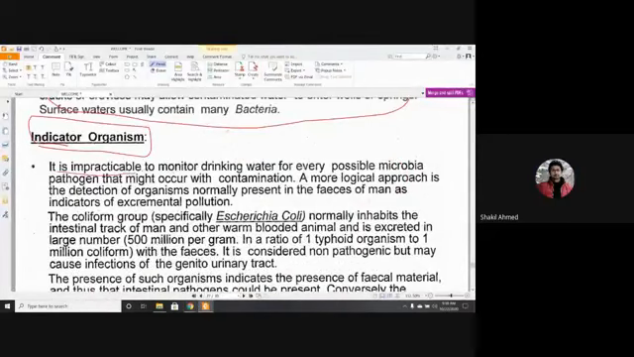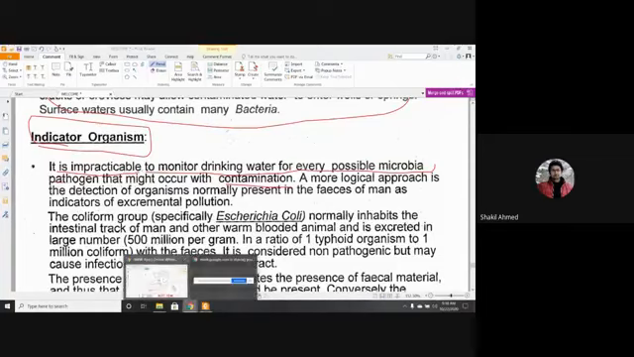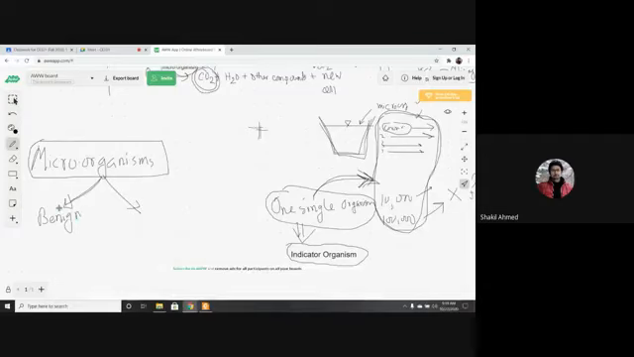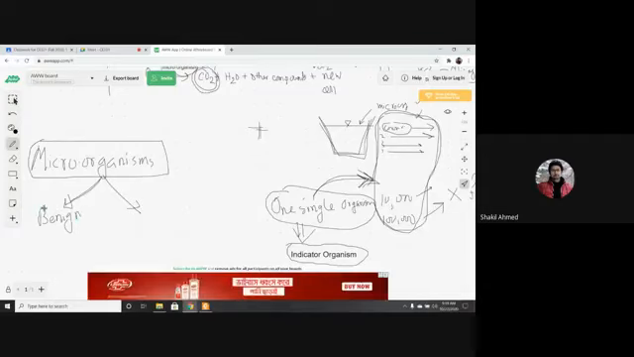So that's why they say it's impracticable to monitor drinking water for every possible microbial pathogen that might occur with contamination. What is a pathogen, by the way? Microorganisms, bacteria, virus. There may be a billion types of bacteria, but not all of them are harmful. Some are helpful, benign. Like with yogurt, you eat billions of bacteria, and they are good for your health. They help your metabolism.